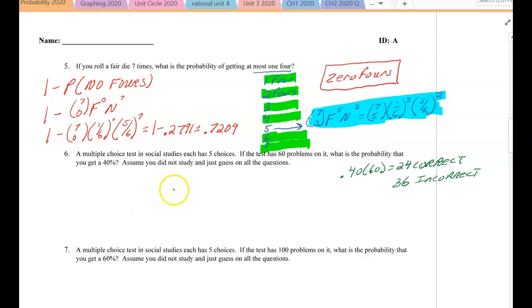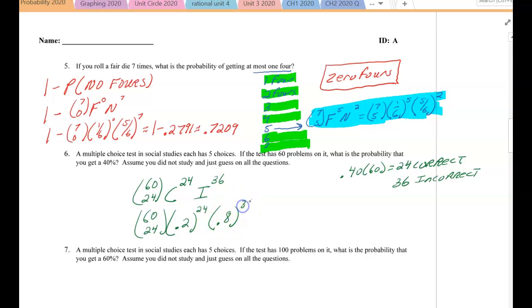So what does that mean? I want 24 correct. Incorrect, I would want 36. And then the combination in front of that would be 60 choose 24. So 60 choose 24. If there were 5 choices, the chance of getting it correct would be 1/5 or 0.2. Incorrect would be 4/5 or 0.8. And when you type that number in your calculator, you get a relatively small number, 0.0002.